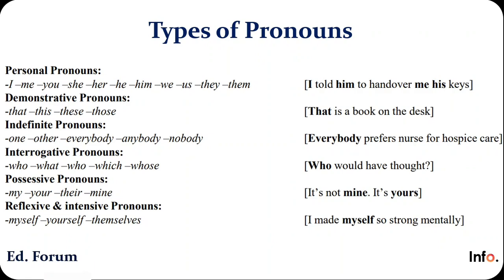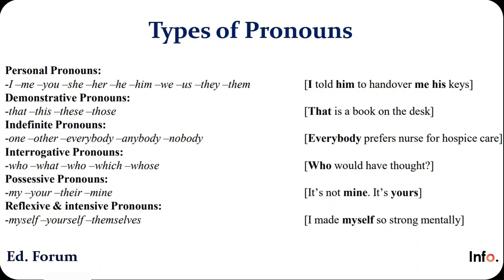Alright. Indefinite pronouns: one, other, everybody, anybody, nobody. Please, nobody should come here, okay? Indefinite pronouns are like, we are not sure about any person, we are not talking about a specific person, we are just saying anyone, an individual. Everybody prefers a nurse for hospice care. Well, this is the truth. Interrogative pronouns: who, what, which, whose. These WH questions are actually called interrogative pronouns. You are asking something, you are questioning in those. Who would have thought, right?